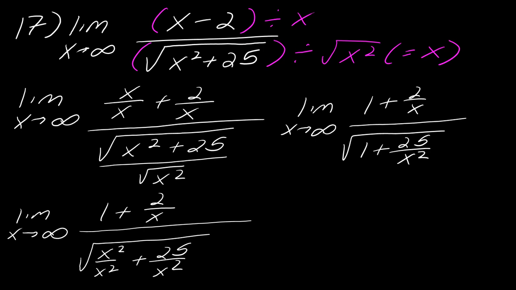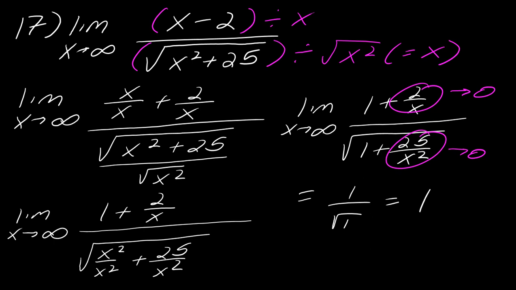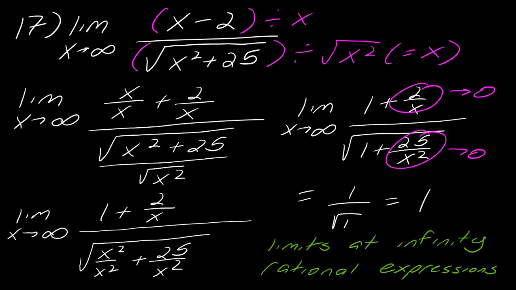So we know that these 2 over x's, this is going to go to 0, 25 over x squared, this will go to 0. So really then I'm just left with 1 over the square root of 1. So ultimately this just equals 1. And so this is just a limit at infinity with rational expressions. So that's what you can look up.